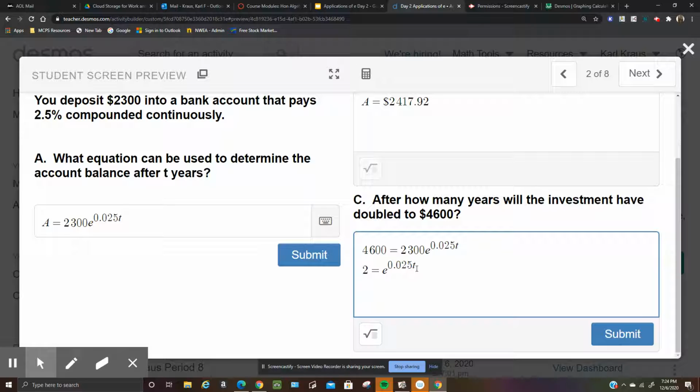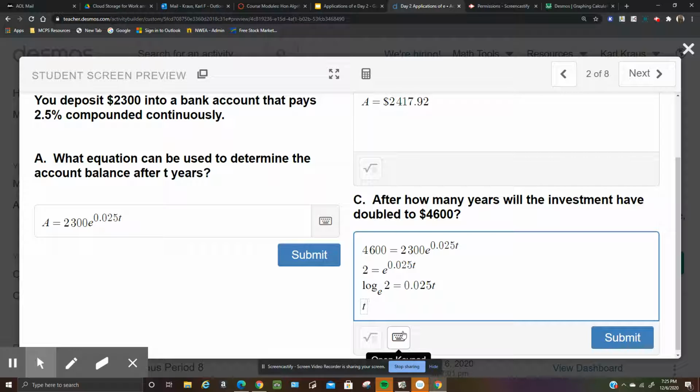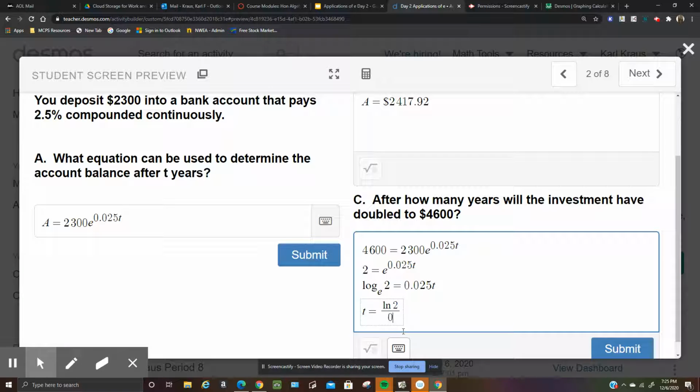So you want to change this to a log equation. So log base e of 2 equals 0.025t, and t, when you divide by 0.025, is natural log of 2 divided by 0.025.